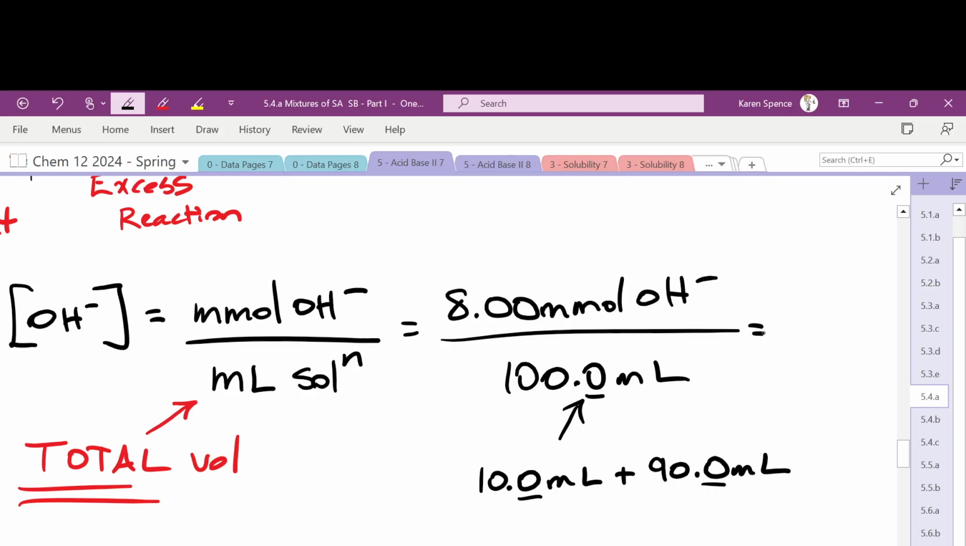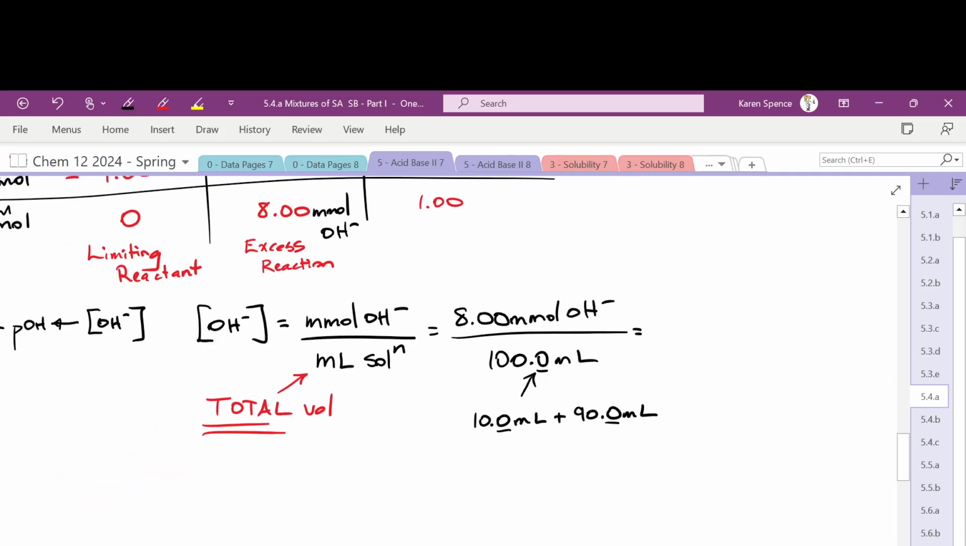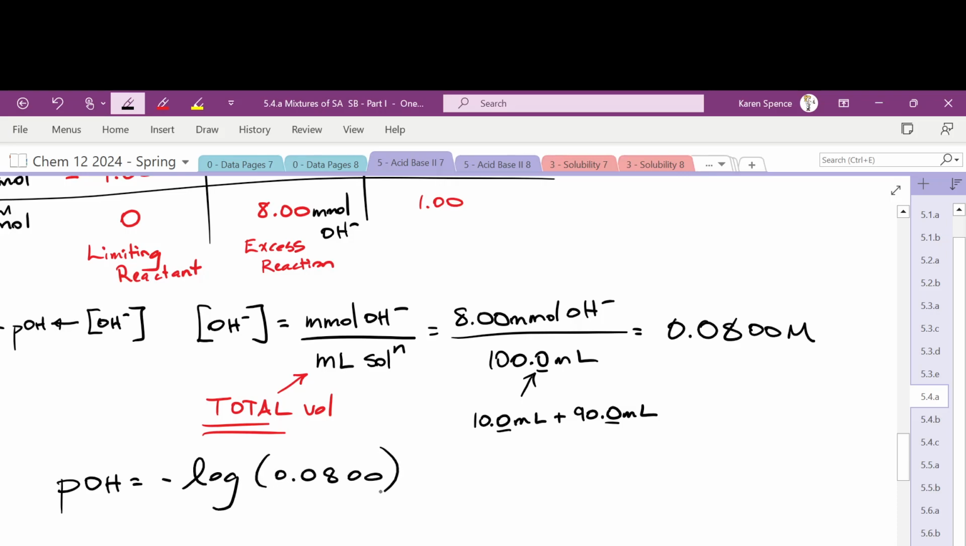Okay, we do that and we get 8 divided by 100, which is 0.0800 molar. Yes? And then we can say, okay, what's my pOH? It equals the negative log of 0.0800 molar, which is 1.0969, and then pH is equal to 14.